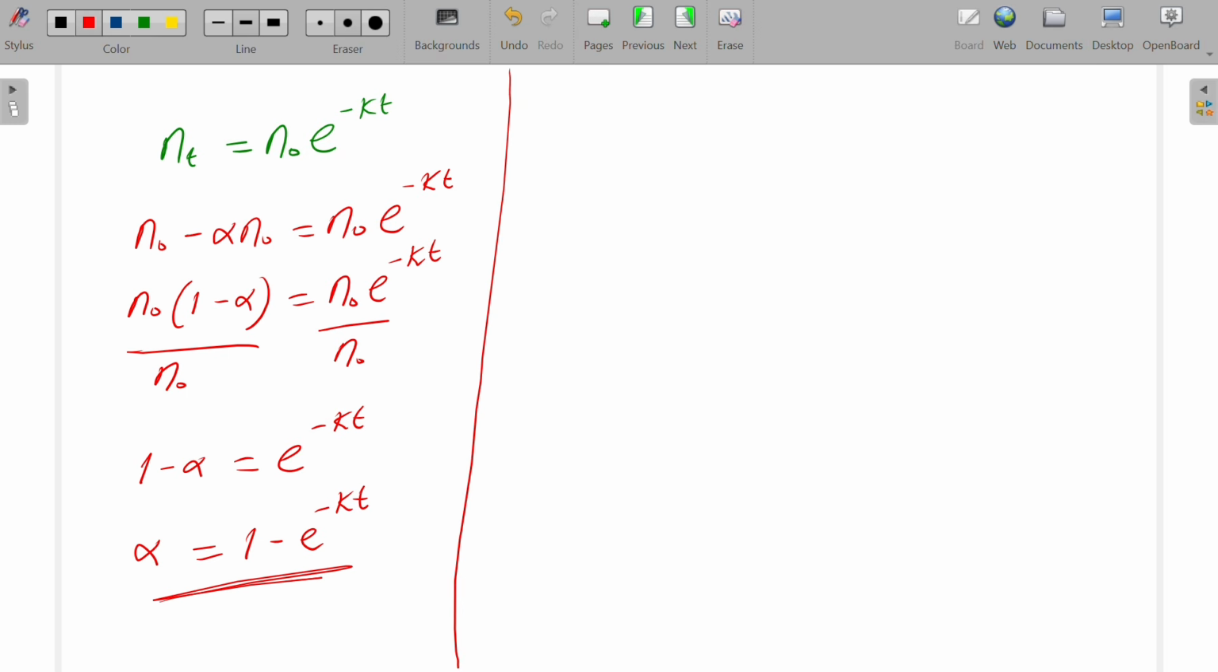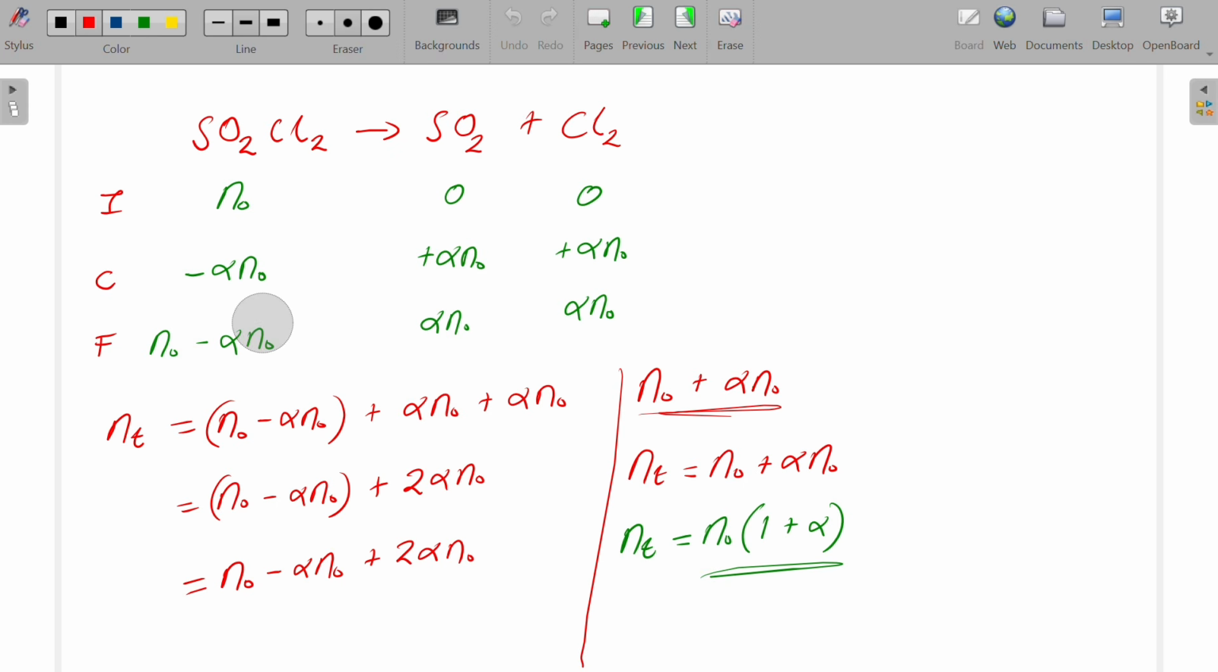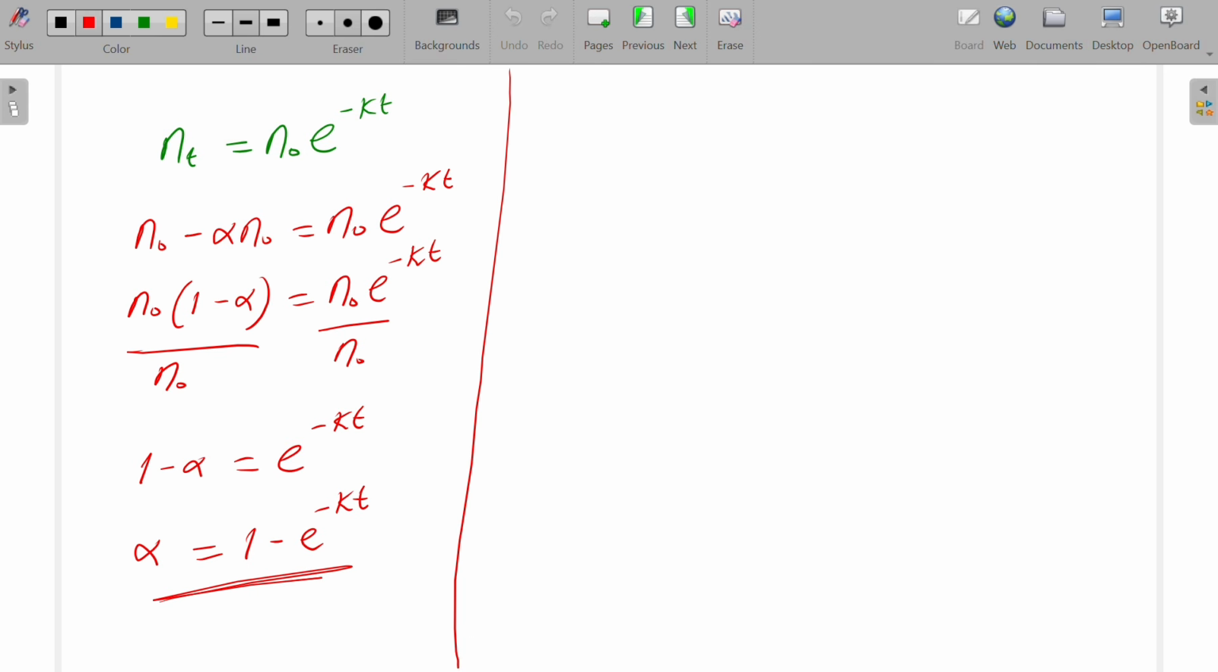Now that we have that, all we have to do is go back and replace in our expression for the total number of moles here. We have the total number of moles equal to the initial moles multiplied by 1 added to the degree of dissociation. So we're going to replace what we just found for the degree of dissociation. So let's quickly do that. We have our Nt equal to n initial, then we have 1 added to the degree of dissociation, like that.